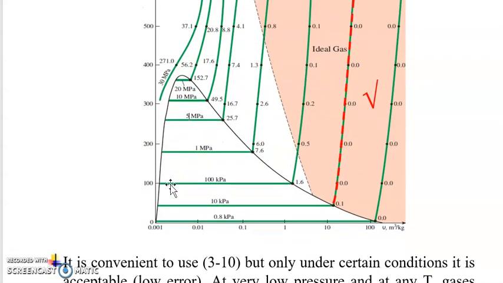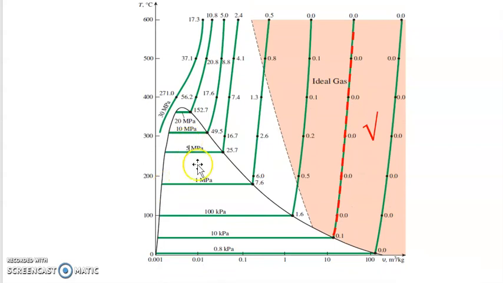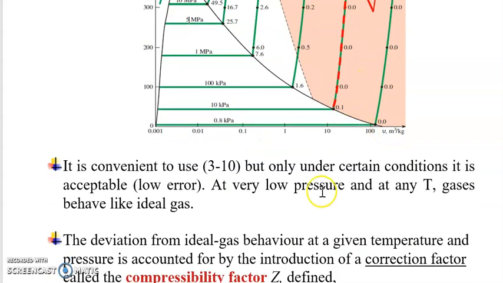See, here is the map. Remember the dome? I told you if it's gas, it's here. You don't need the dome to identify the state of your gas. On a PV diagram, where the constant pressure line crosses the constant volume line and the constant temperature line, you can indicate the state of your ideal gas. So it is convenient to use 3.10, but only under certain conditions is it acceptable.